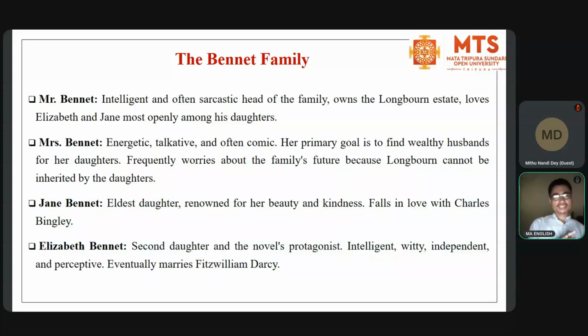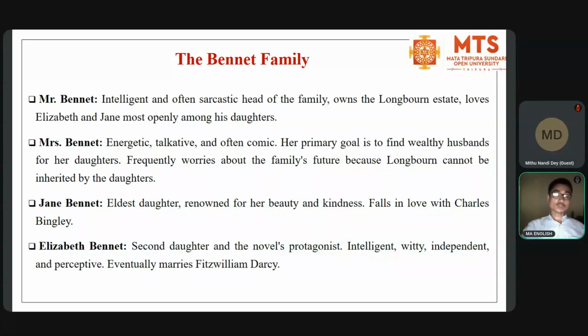Mrs. Bennett is also very comic like her husband. That's the only thing that matches. She's very energetic, very talkative, and her aim in life is to find wealthy husbands for her daughters. This is the only thing she's always mentally occupied by. Mr. and Mrs. Bennett have five daughters. The eldest is Jane Bennett.